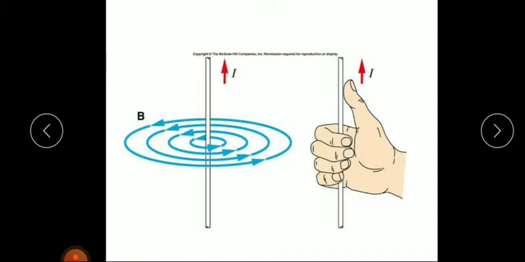So what is the right hand thumb rule? Imagine that you are holding this current carrying conductor in the right hand so that the thumb indicates the direction of current and the other fingers holding this current carrying conductor indicate the direction of magnetic field lines. Here you can see the current is flowing in the upward direction and the magnetic field lines are in the anti-clockwise direction.